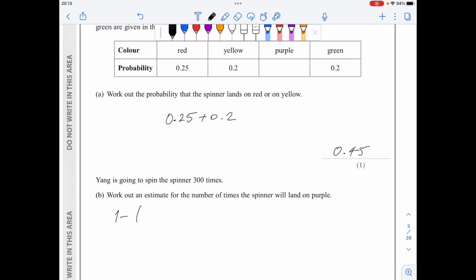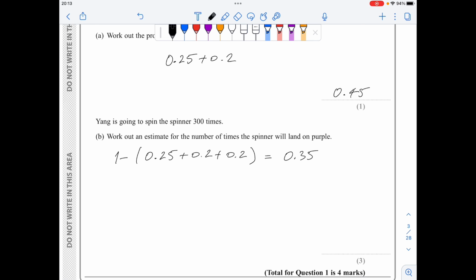1 minus the other three probabilities. So let me write this down. And if you do this calculation, you get 0.35. To find an estimate for the number of times the spinner will land on purple, you will multiply 300 by the probability of purple, and this comes out to be 105.